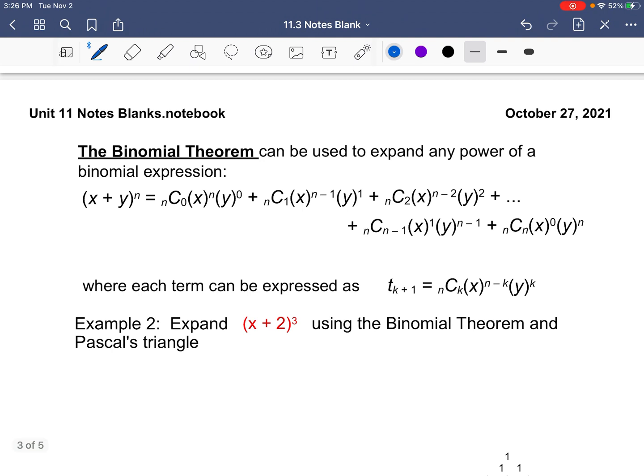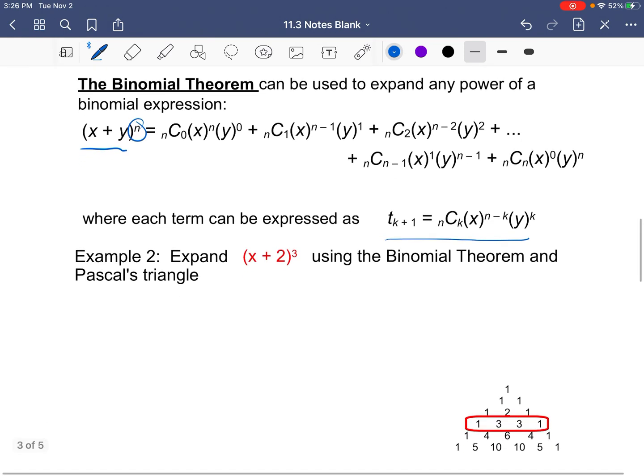So that leads us to the binomial theorem. It can be used to expand any power of a binomial expression. Given a binomial raised to a power, it is equal to, so this formula looks crazy, but I'm just going to talk through what it is versus going over the formula itself. To figure out our terms, we can use that formula, but we'll come back to that.